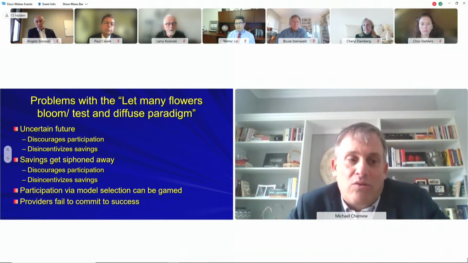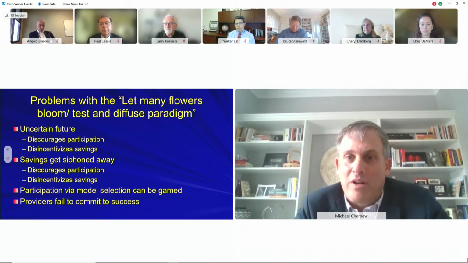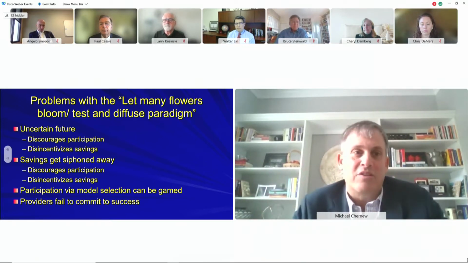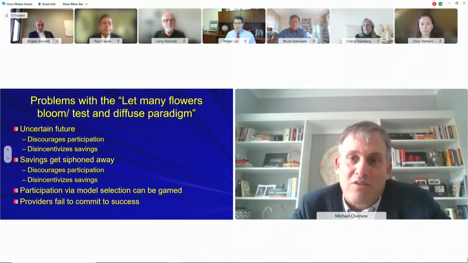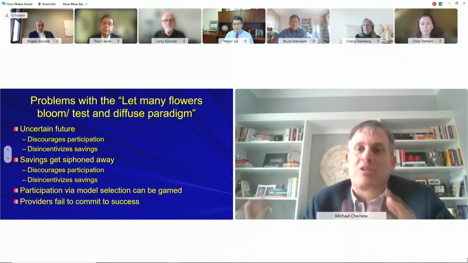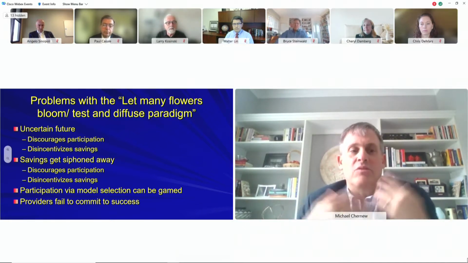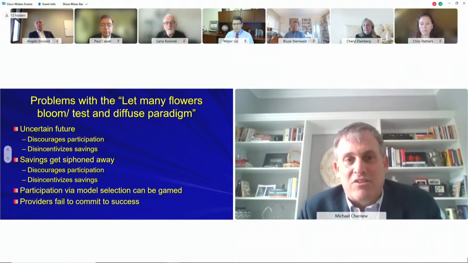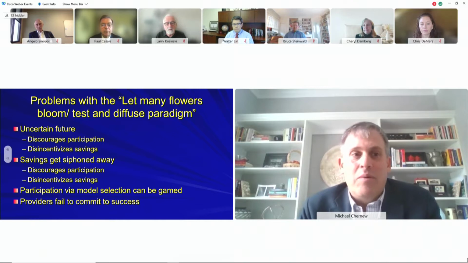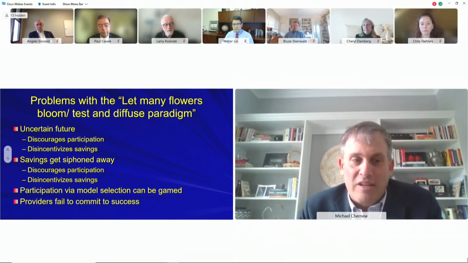When you have a lot of models, participation via model selection can be gamed. Some people might want to choose one model. Other people might want to choose another model if the models overlap in varying ways. And they can game them because there's often parameter differences, how the benchmarks are set, for example, what quality measures there are. And all of this leads to a situation where providers don't really commit to success because there's a lot of time focused on what models should I be in, what are the actual incentives in those models. So go to the next slide.